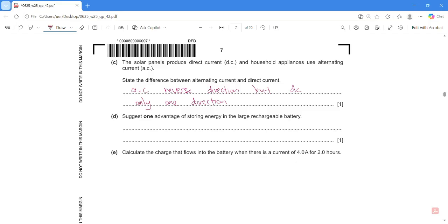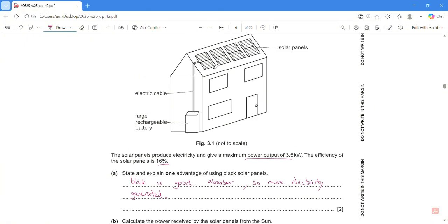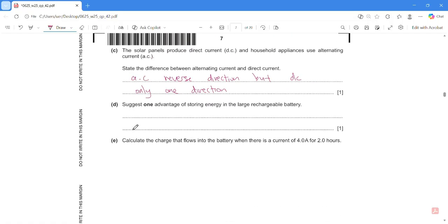Okay. Question D. Suggest one advantage of storing energy in a large rechargeable battery. Okay, so we already have a solar panel, but why do we still need this large rechargeable battery? The advantage is that a solar panel cannot function when there's no sun. That's why we need a battery for backup, so that electricity can be used when there is no sun.